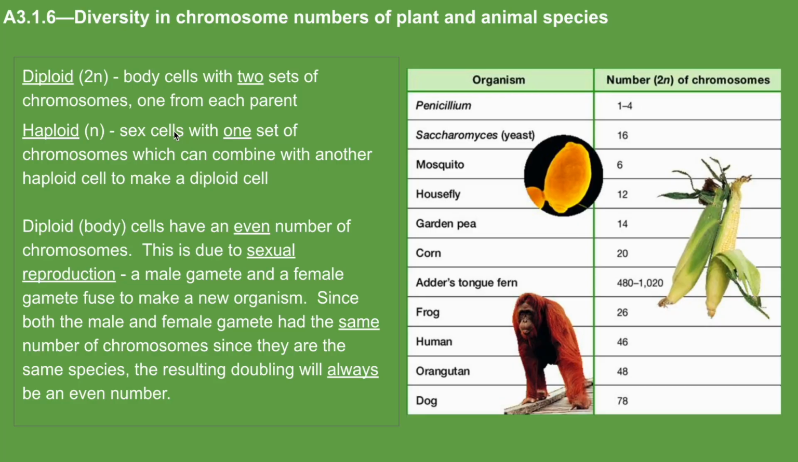23 chromosomes in a sperm, 23 chromosomes in an egg. So when they fuse through fertilization, we end up with a diploid cell, which then immediately begins replicating and eventually becomes a multicellular organism. Diploid cells are always going to have an even number of chromosomes due to sexual reproduction.